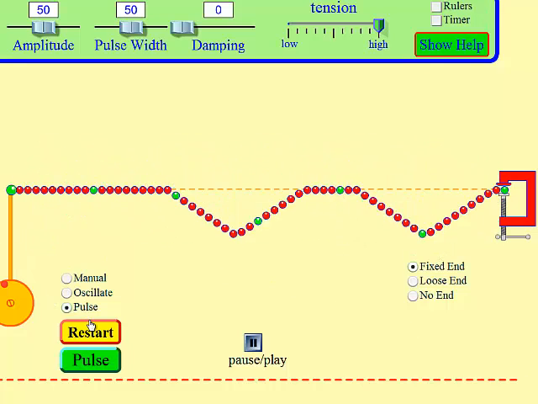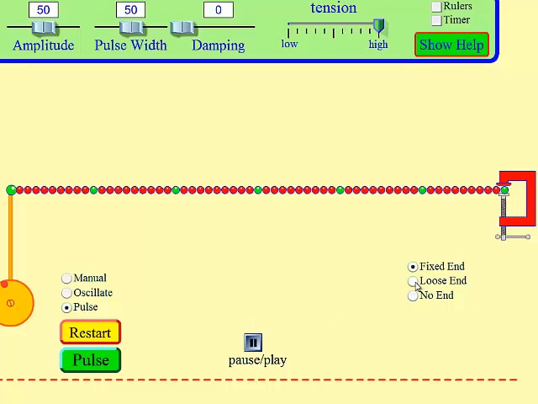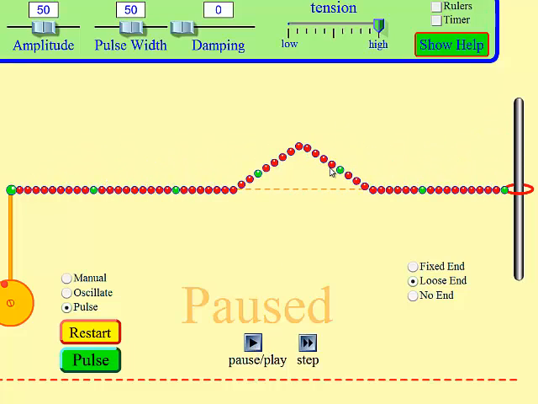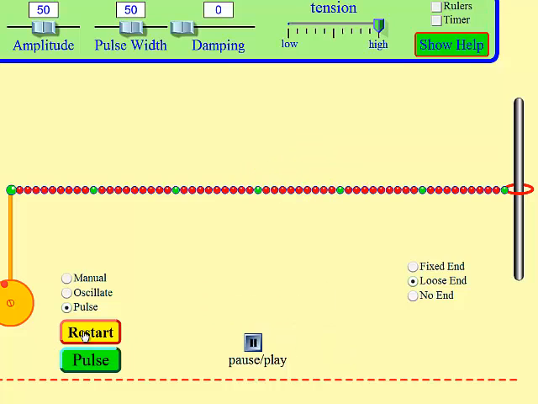Now I'm going to restart that. But now I'm going to switch it to a loose end. And now I'm going to send a pulse. Do you see the difference? Let's restart that. Pulse that again. It comes back on the same side. When it gets to this end, it flips over. Flips, inverts. Flips, inverts. But it only has this inversion on the fixed end. It stays on the same side when it's on the loose end.